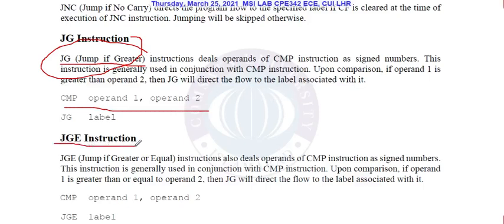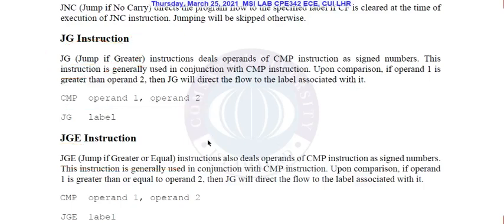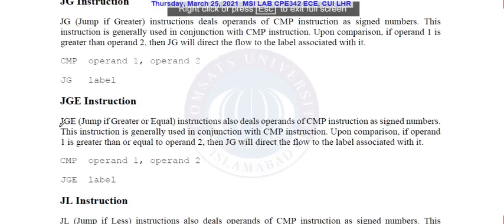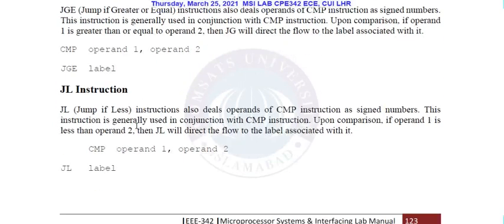Then the next one is JGE, that is the short form of jump if greater or equal. Again, this will compare, and here the comparison is on the basis of whether it will jump to the label if the value is greater or if the value is equal. In both cases, it will jump to the specific label.